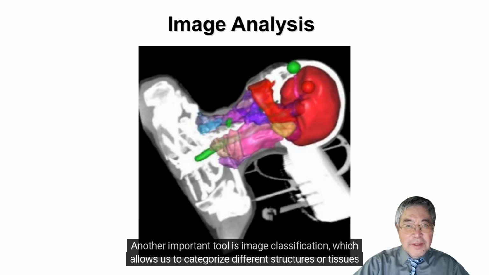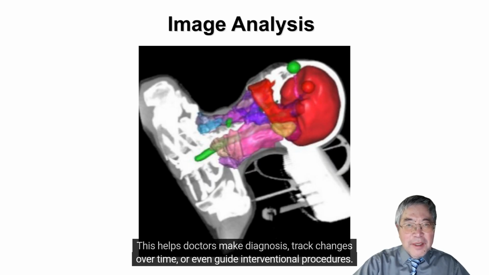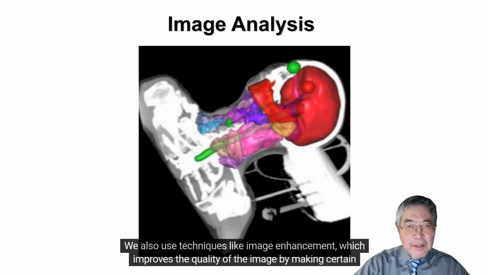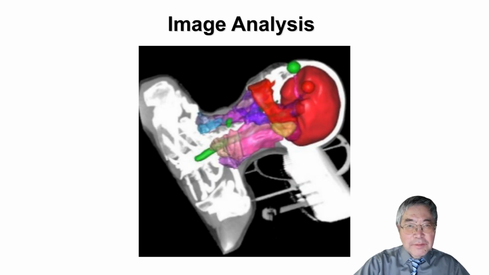Another important tool is image classification, which allows us to categorize different structures or tissues based on their visual features. This helps doctors make diagnoses, track changes over time, or even guide interventional procedures. We also use techniques like image enhancement, which improves the quality of the image by making certain features more visible, such as image deblurring, which sharpens images that might have been blurry due to motion or technical issues.